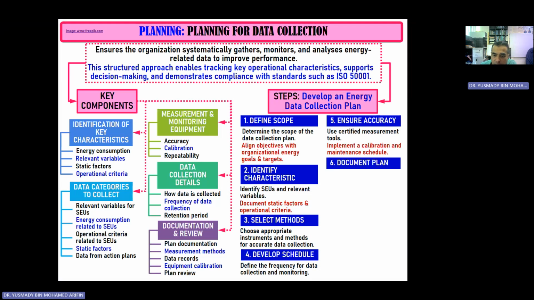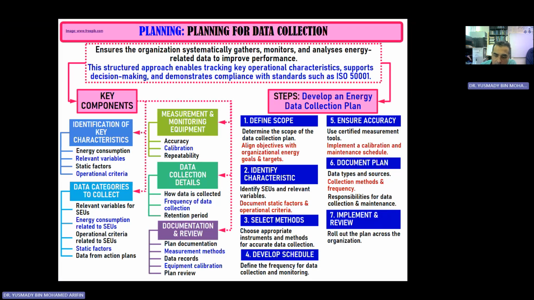Number 6, document plan: data types and sources, collection method and frequency, responsibility for data collection and maintenance. Number 7, implement and review. Roll out the plan across the organization. Periodically review and update based on changes to SEUs, processes or objectives. Okay, so these are the key components and also steps involved in the data collection plan.